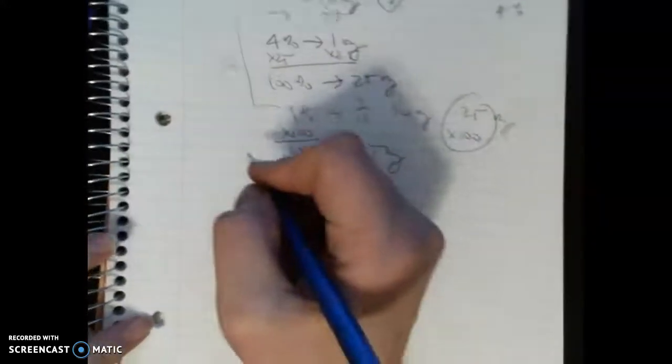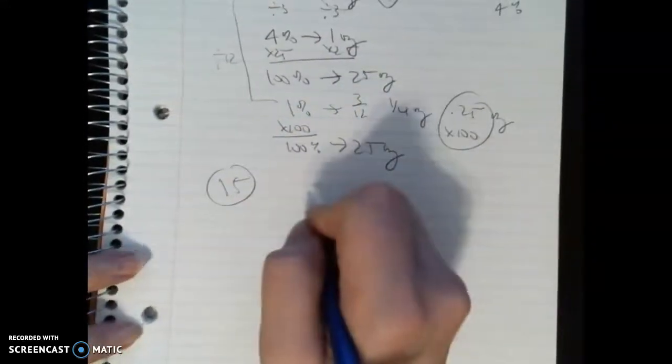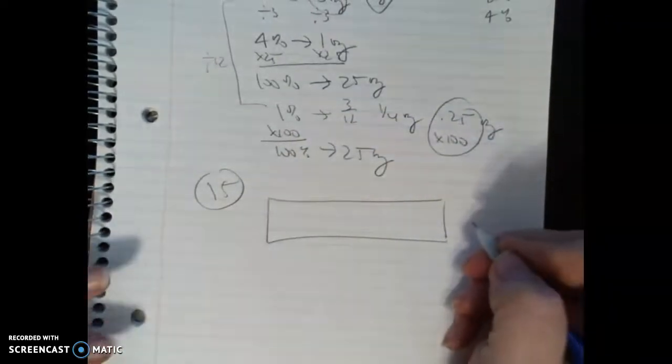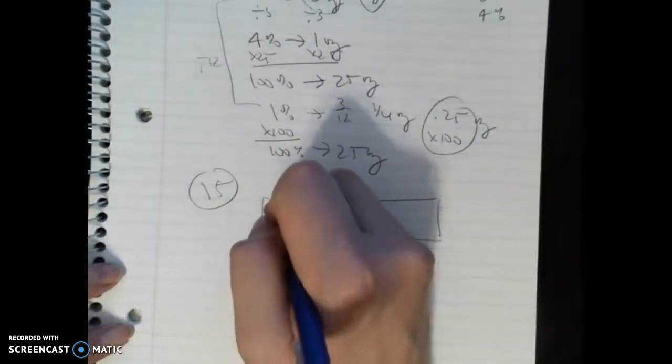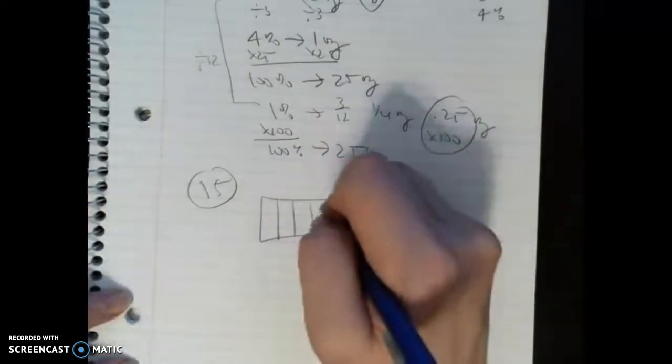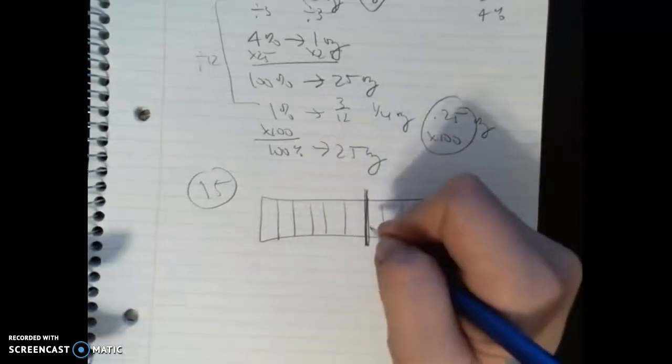Okay, let's look at 15. Again, strip diagrams are our friends here. So we have a box of candy, so I'm going to cut it. And again, we have nice percents that go with 10. So 9 cuts. 1, 2, 3, 4, 5, 6, 7, 8, 9. And we have what? 60% is what flavor?